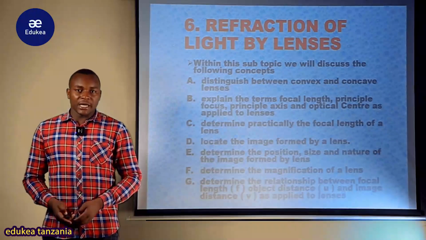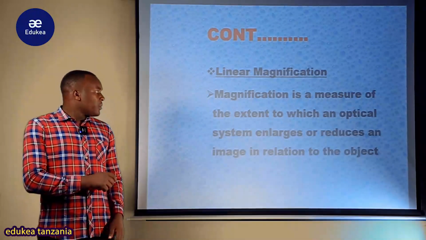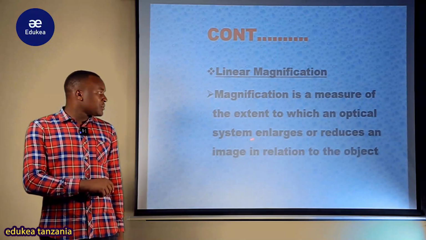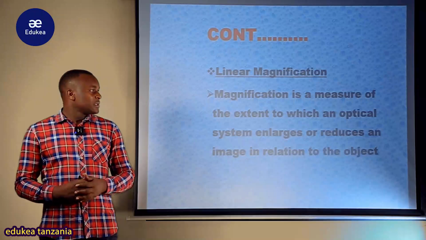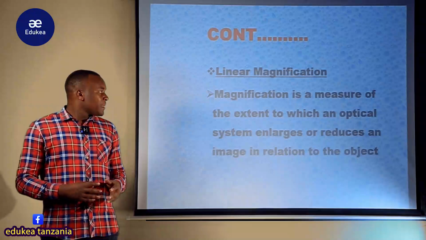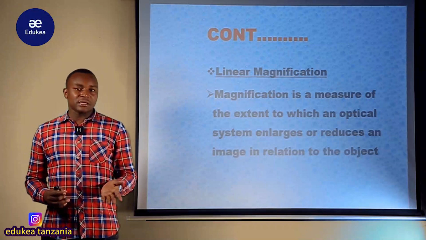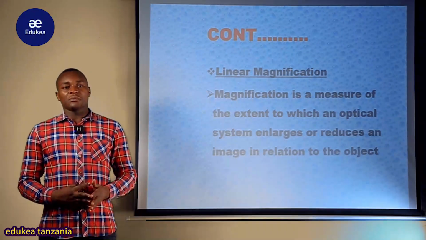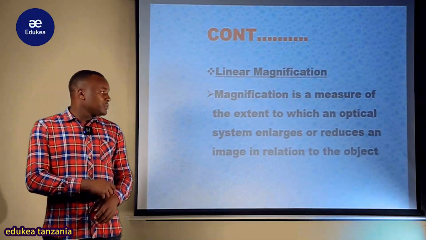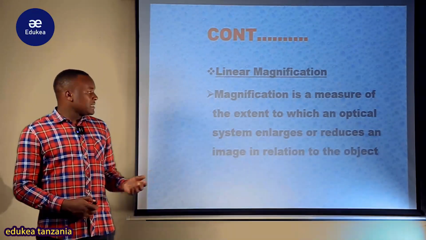So without wasting our time, let's start looking at linear magnification. When we say magnification, it is a measure of the extent to which an optical system enlarges or reduces an image in relation to the object, kwamba tunapozungumzia magnification tunazungumzia ni kwa kiwango kipi hizi optical system au optical device ambapo tunazungumzia lens imeweza kuenlarge. Kuenlarge ni kama kukuza, au to reduce ni kama kupunguza ile size ya image ambayo ina correspond to object. That is magnification.